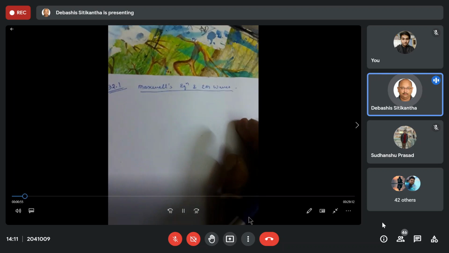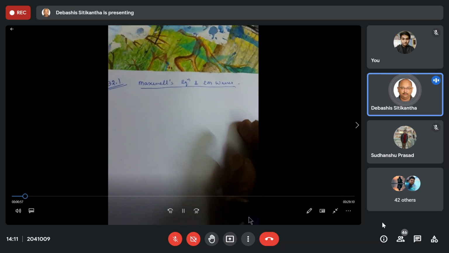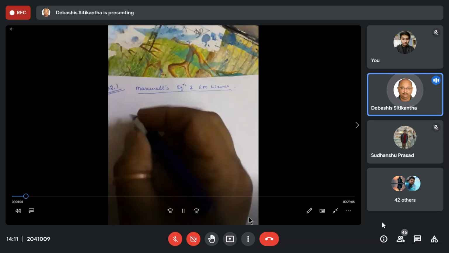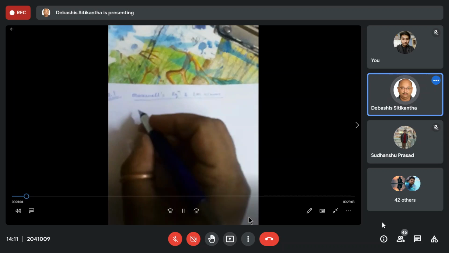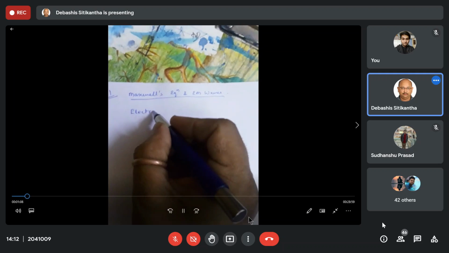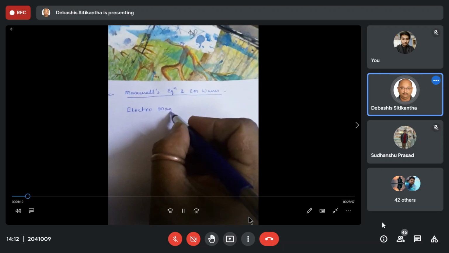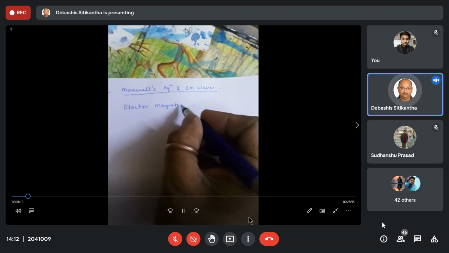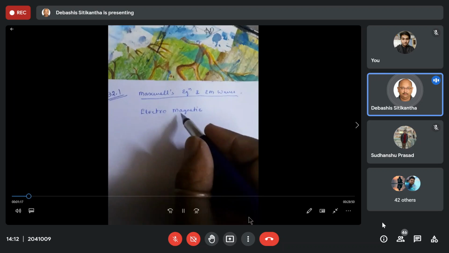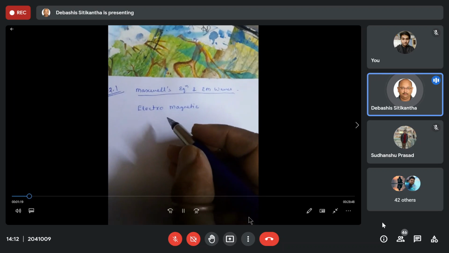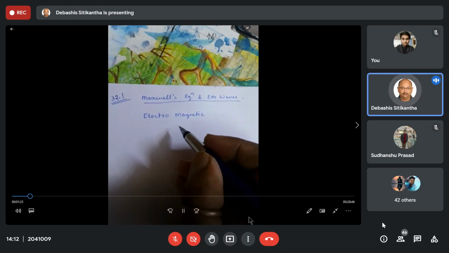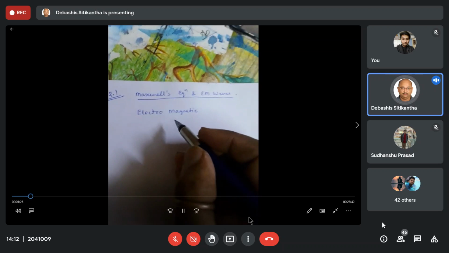Now before that, let us try to understand what electromagnetic waves are. As the name suggests, electromagnetic waves consist of two terms. One is electro and the other one is magnetic. That means it is going to have both the electric field and the magnetic field. Any wave which has both an electric field and a magnetic field is known as an electromagnetic wave.